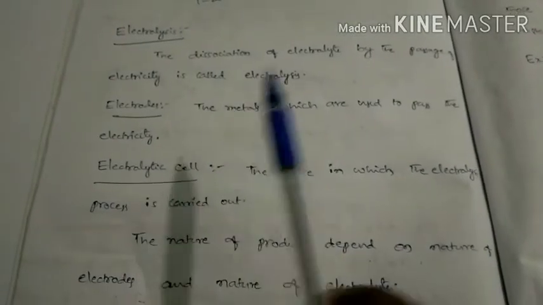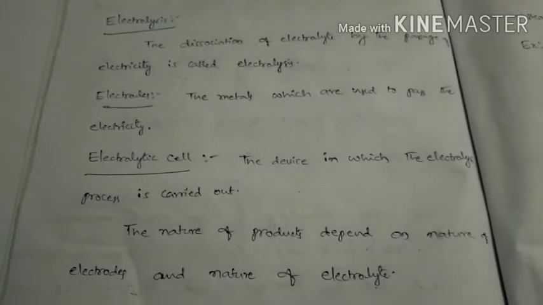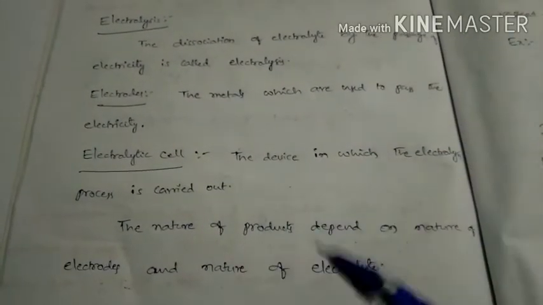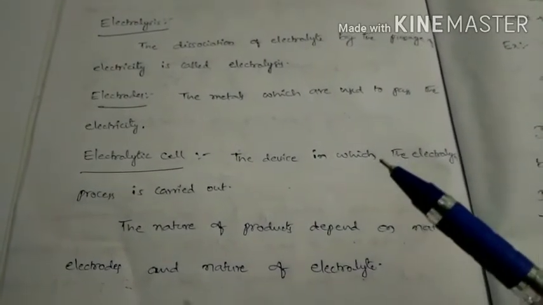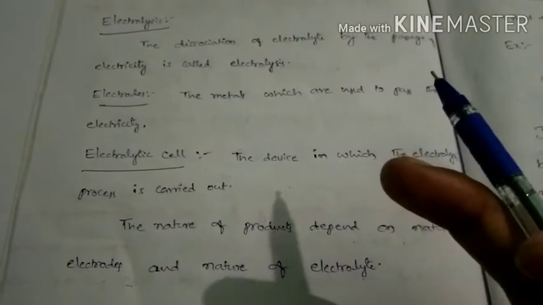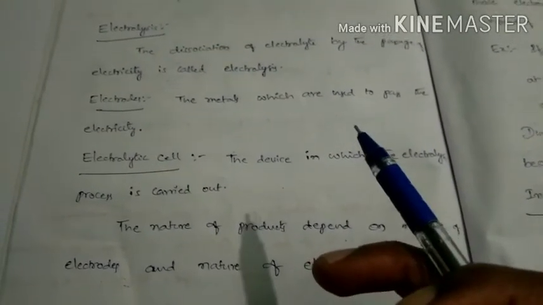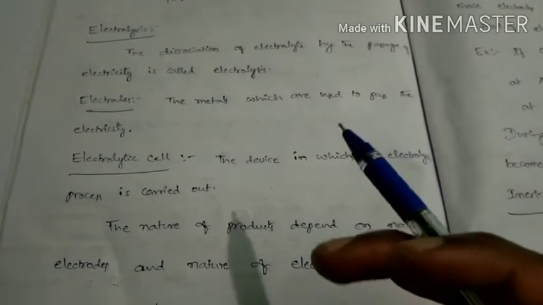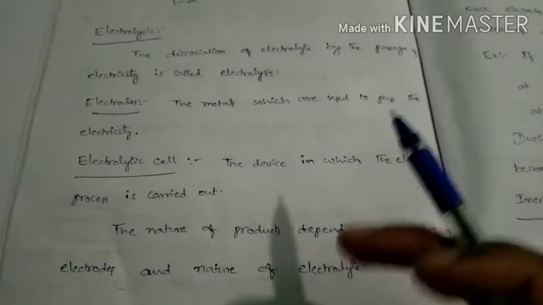Electrolysis. The dissociation of electrolyte by the passage of electricity is called electrolysis. That means if you pass the electricity through electrolyte, then that electrolyte undergoes dissociation or decomposition or splitting. That is called electrolysis. Why does it happen like that? When we pass electricity, we are giving electric energy to the electrolyte, then that electrolyte absorbs that energy. Finally it undergoes dissociation. That process is called electrolysis.